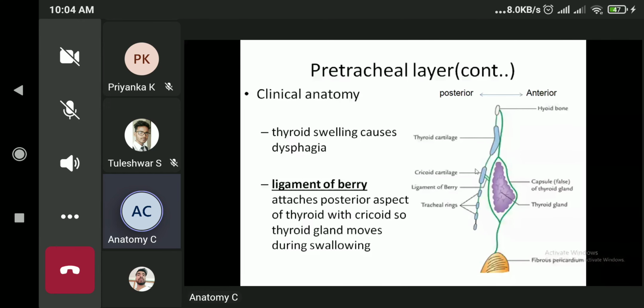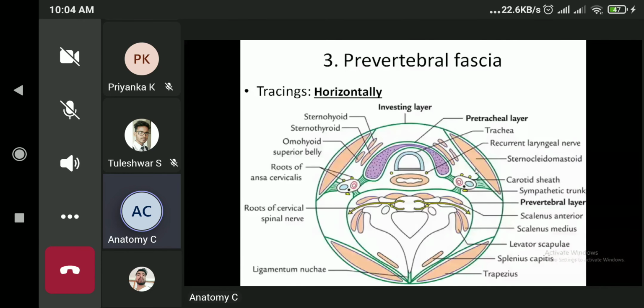Then let's go for the third layer, which is the prevertebral layer. This third layer, as the name itself suggests, lies just in front of the cervical vertebra, and it encloses the pre- and paravertebral muscles of the neck. Okay, so these pre- and paravertebral muscles of the neck are enclosed by the prevertebral fascia.